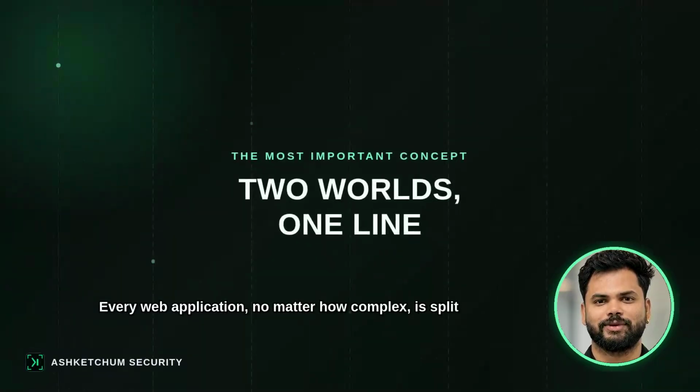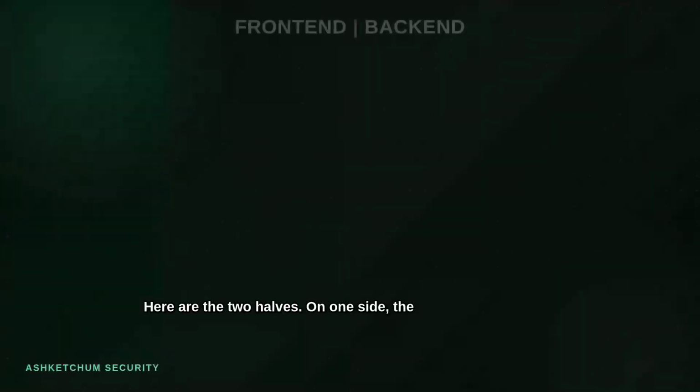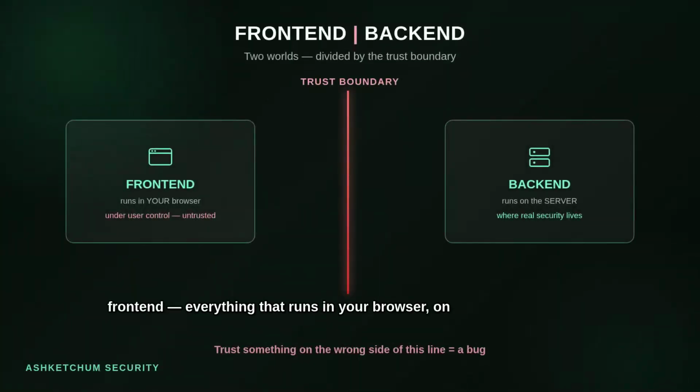Every web application, no matter how complex, is split into two worlds. And the line between them is the single most important concept in all of web security. Here are the two halves. On one side, the front end, everything that runs in your browser, on the user's device. On the other side, the back end, everything that runs on the server that the user never directly touches. The front end is what you see and click. The back end is where the real decisions get made. And between them runs a line called the trust boundary.